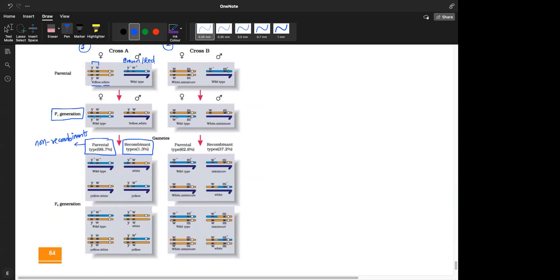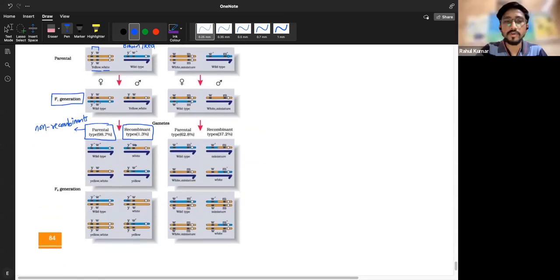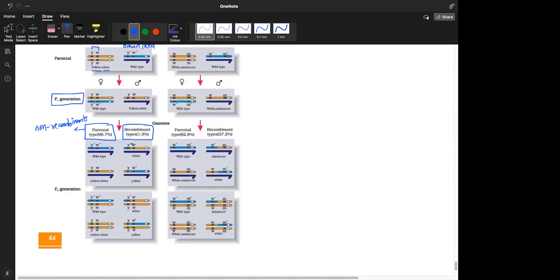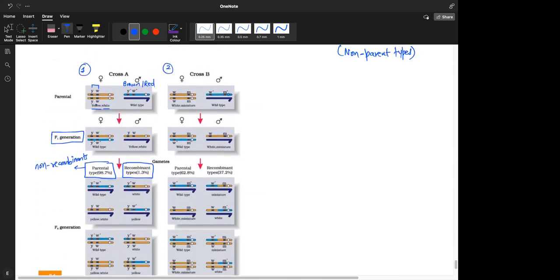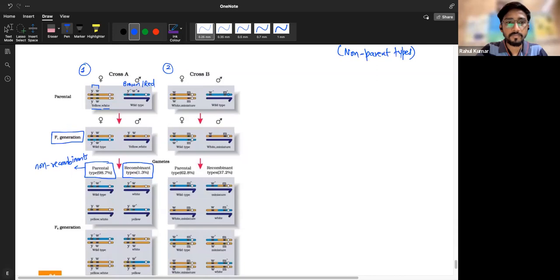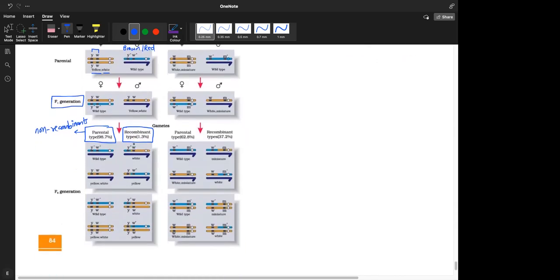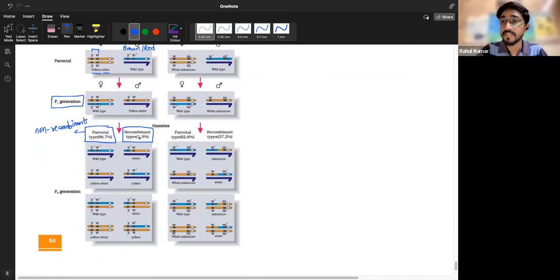Male brown. And W was for red. Male red eyes, white. W plus was for red. So this Y plus and W together is only coming 1.3%, which means there is very less recombination happening.